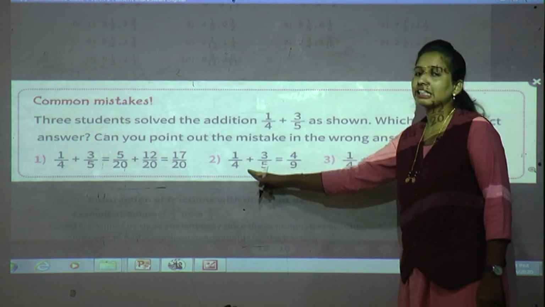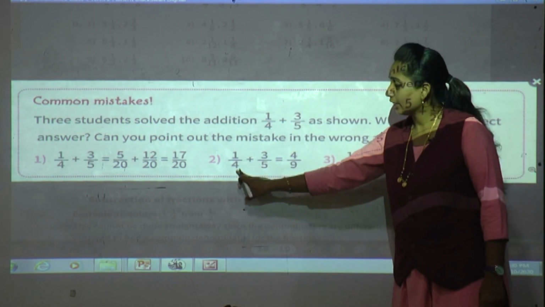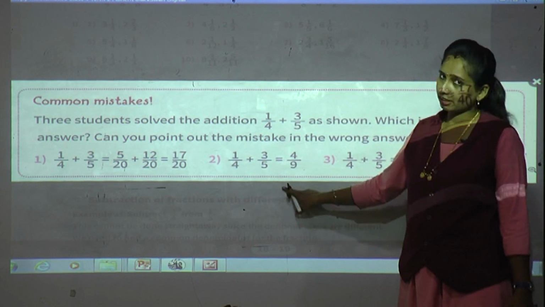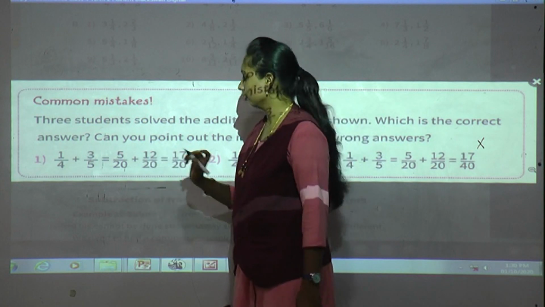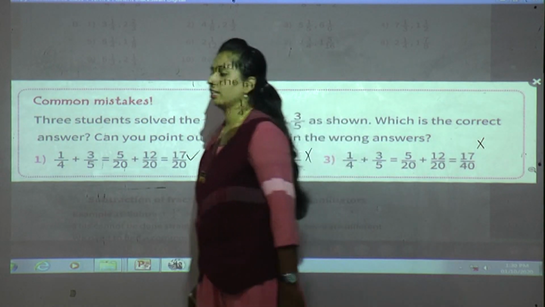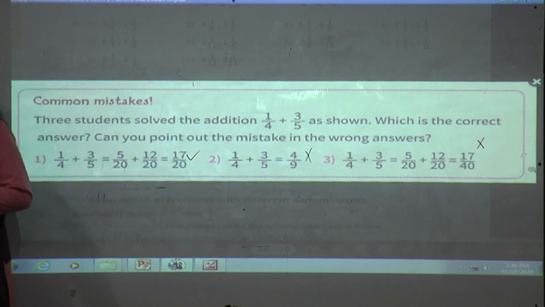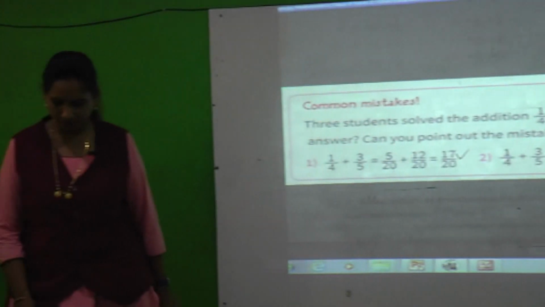And here, without making the denominators the same, you cannot add the numerators. So that's why this is also wrong. And this one is correct. Understood? So they gave this example so that you should not commit this mistake while solving. Clear till here? Yes, very good.